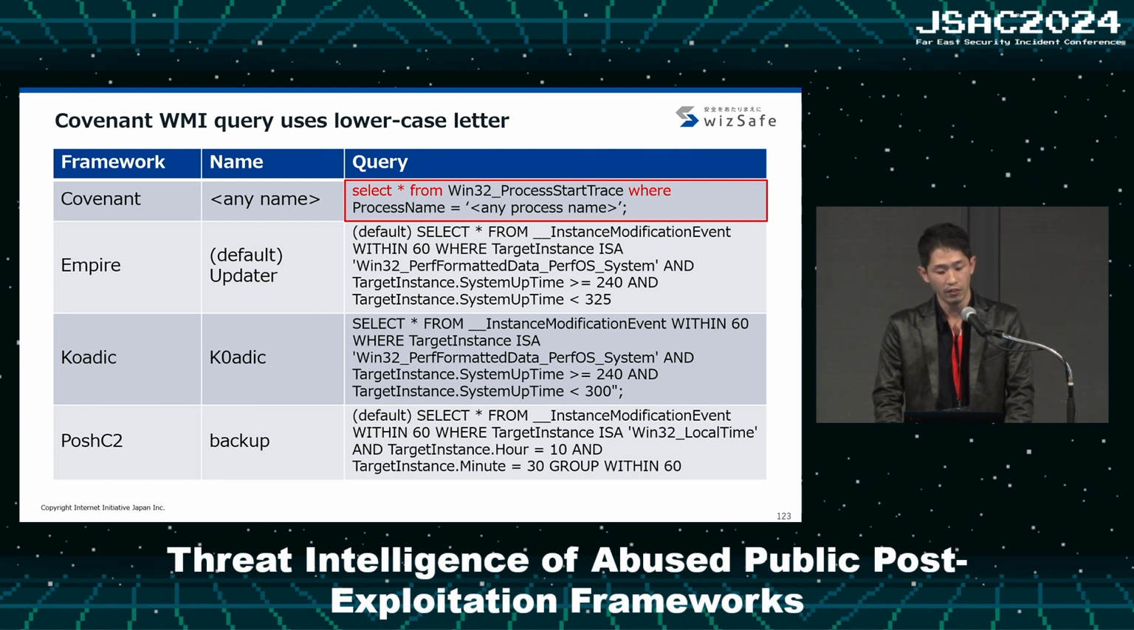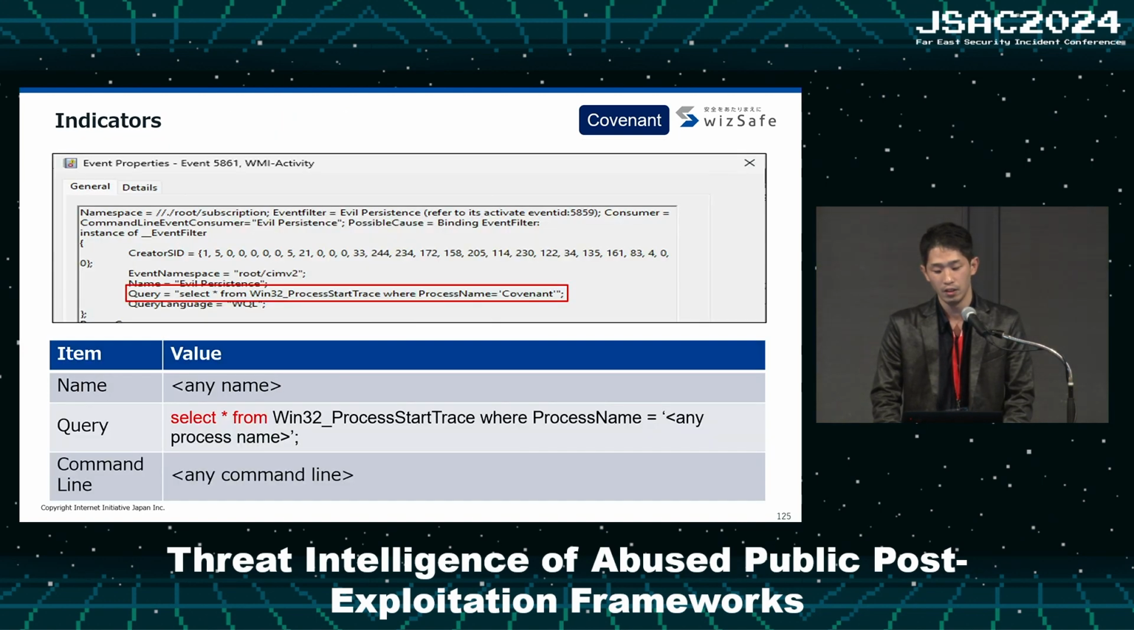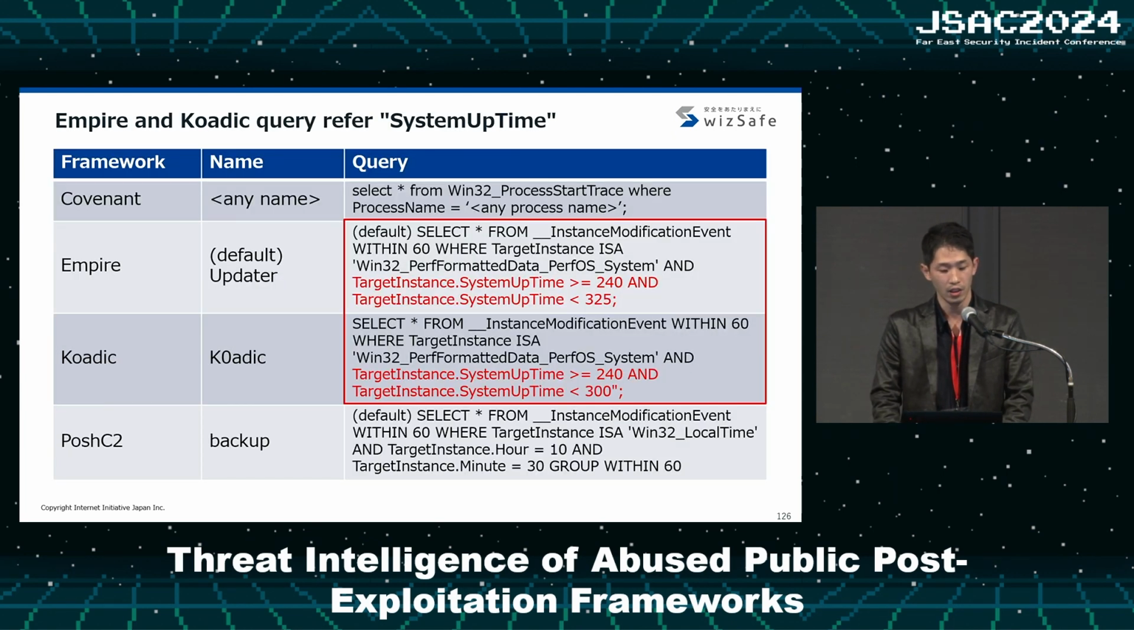And when we look at the query, when you look at the Covenant query, different from other frameworks, the select-from query is all in lowercase. That's a characteristic. In source code it's written in capital letters, but when you look at the event log, it's all in lowercase. So the method being used in the tool converts it to lowercase. I don't think you would often register everything in lowercase, so I think we can use this as an indicator.